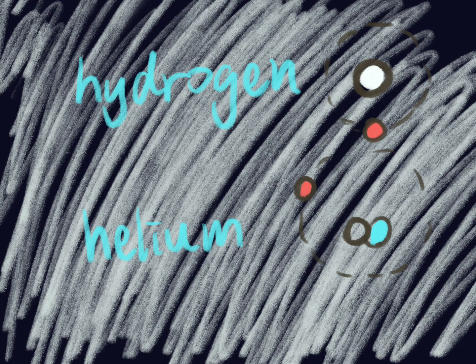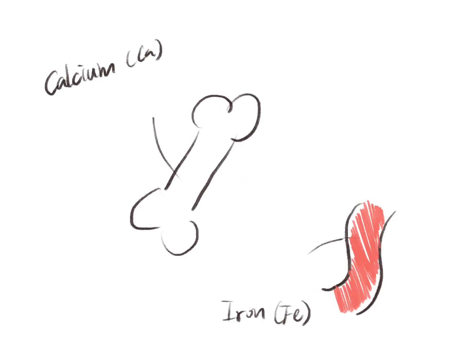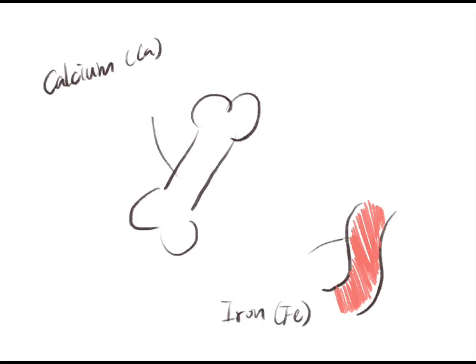When the universe first began in the Big Bang, it created mostly hydrogen and helium, the lightest elements. But what about the heavier ones, like carbon for our life, calcium for our bones, or iron in our blood? These elements could not come from the Big Bang. They had to be made inside stars.